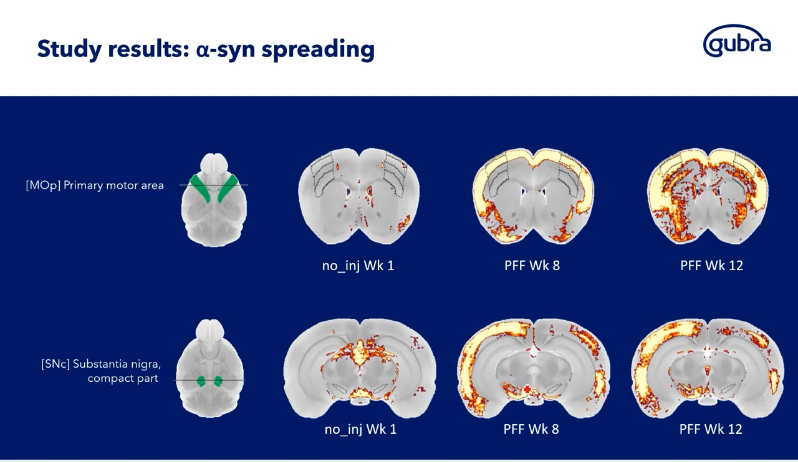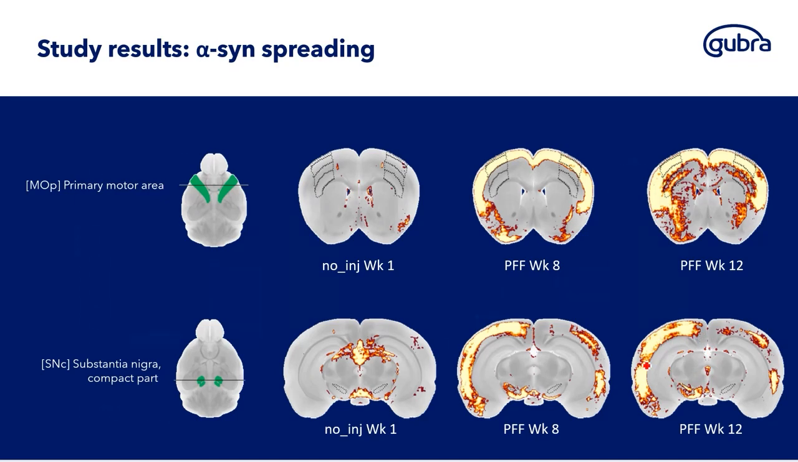What you may notice here is that the spread of alpha-synuclein is not symmetric. The spread is larger in one part of the brain, or one half of the brain, compared to the other. And this also makes sense since we did a unilateral injection, meaning that the preformed fibrils were injected in one side of the brain only. After 12 weeks again, we see a larger spread of alpha-synuclein.